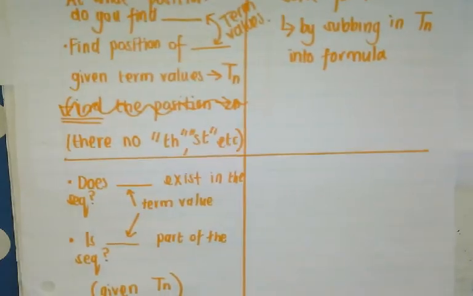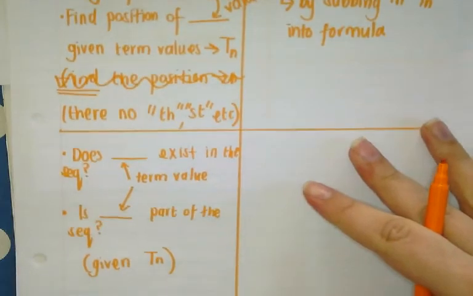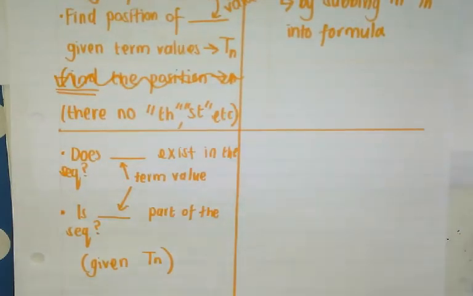Okay, so my last type of question: does this number exist in my pattern? Does this number exist in the sequence? Is this number part of the sequence? Those kinds of questions. I'm giving you the term value, and I want to know, is it part of the sequence?